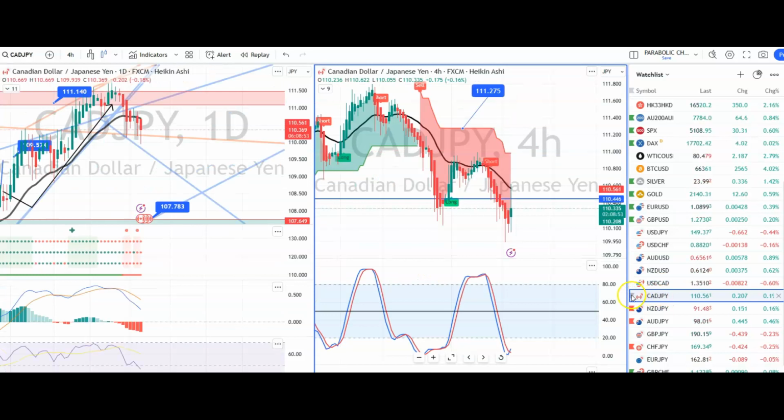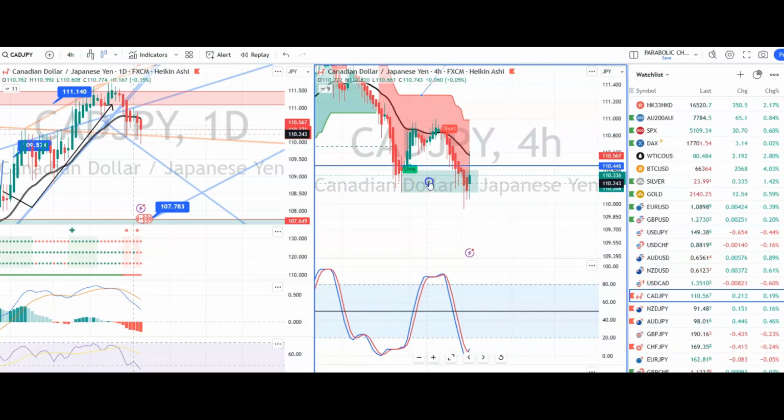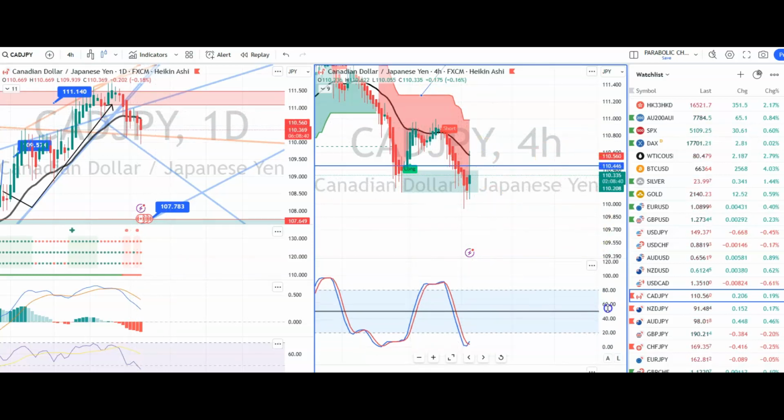This one I'm interested in. This has gone red. So I mentioned this yesterday. There's an order block here. This is potentially where the buyers are setting up to buy. Okay, and also take note of the stochastic.